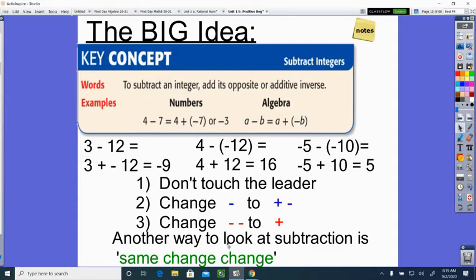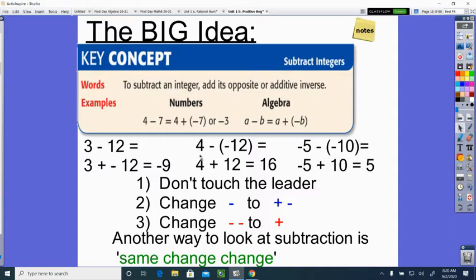The other way some kids learned it is with the word same, change, change. So you keep the 4 the same, positive. You change the minus to a plus, and you take the positive 7 and make him a negative 7. So same, keep the 4, change the minus to plus, change the positive 7 to negative 7, and then you use our addition rules. If you have what I call the double minus, the minus a negative, subtracting a negative actually becomes a plus. And here's how the same, change, change works.